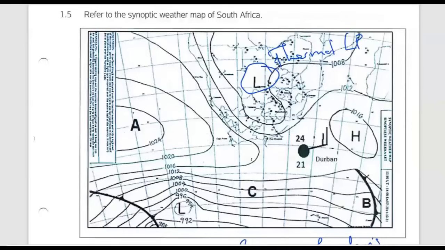Is caused by intensive heating during the summer season, where the ground is heated and it creates a low pressure as air is forced to uplift because of loss of density of the heated air molecules. Right. Then we also have the other evidence.